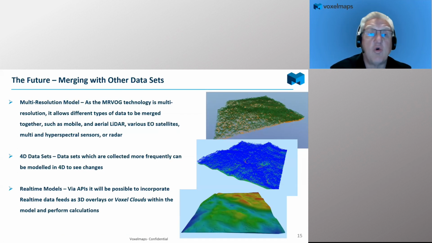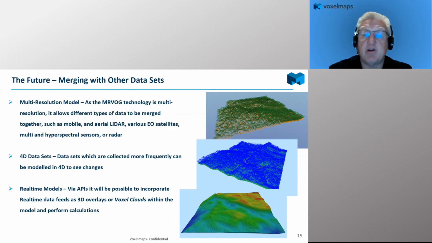And in the future, this whole multi-resolution model as well. As I mentioned, the multi-resolution voxel occupancy grid, the MRVOG, is multi-resolution, right? So different types of data can be merged together. We're merging mobile, we're using aerial LiDAR, accessed via manned aerial as well as UAS assets, various EO satellites, electro-optical satellite, visual, or multi or hyperspectral, radar. So a lot of different sensor types can be consumed in the system and then displayed.